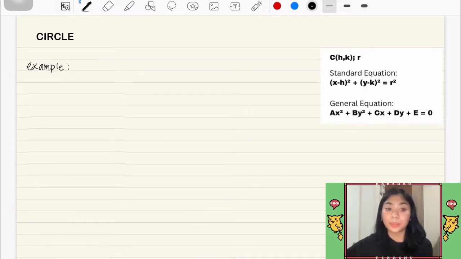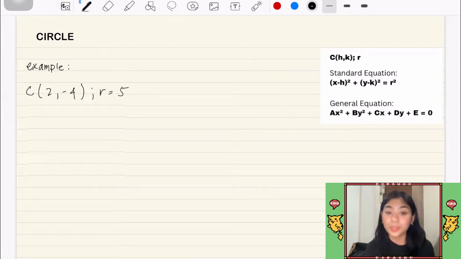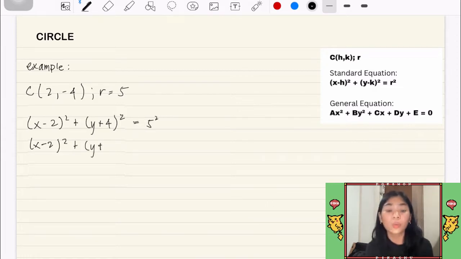Let's have another example. For this example, we will be having 2 and negative 4 as the values of h and k in our center, and we will be having a radius of 5. So just like what we did before, we will be substituting the given terms. Quantity x minus 2 quantity squared plus quantity y minus parenthesis negative 4 close parenthesis quantity squared equals 5 squared, having quantity x minus 2 quantity squared plus quantity y plus 4 quantity squared equals 25 as your standard equation.